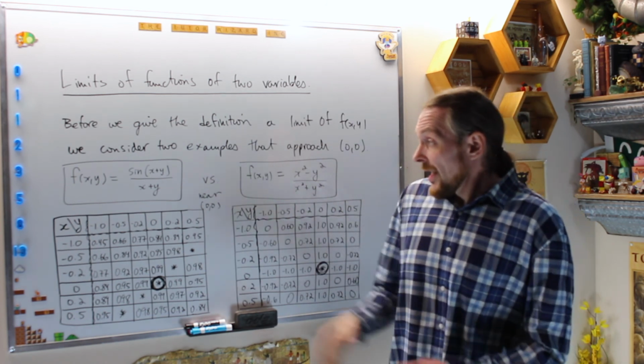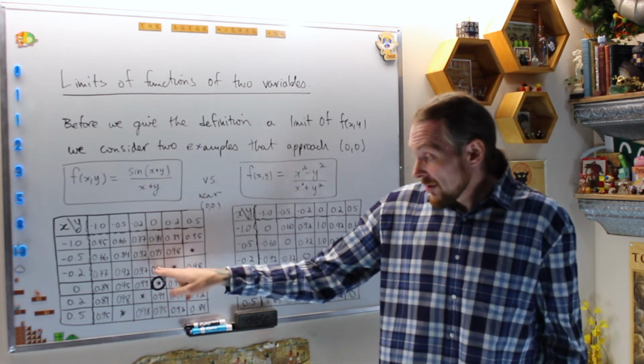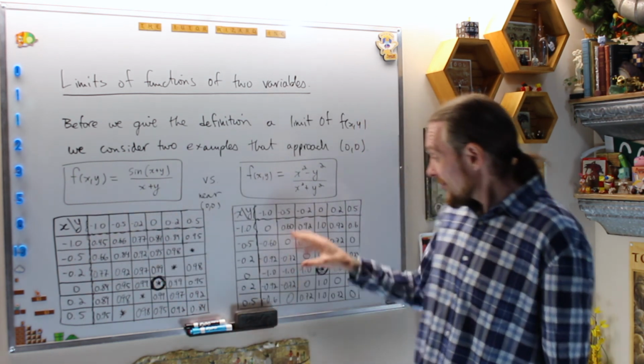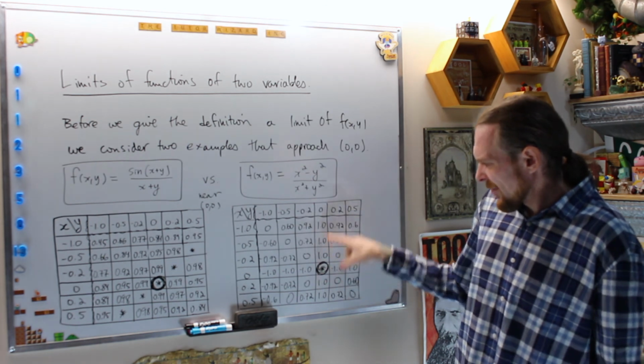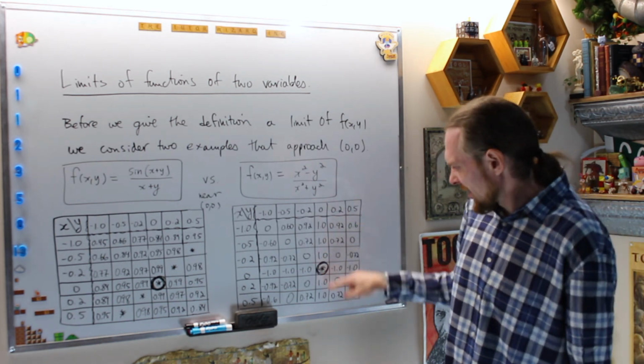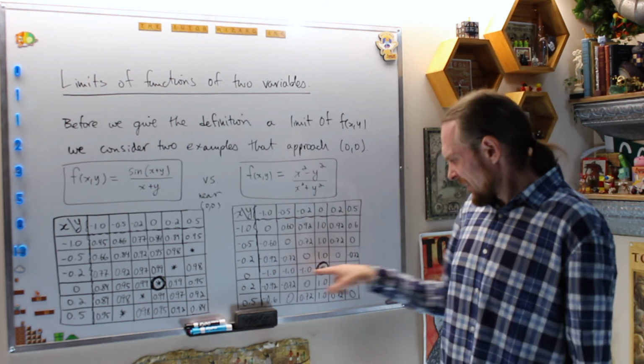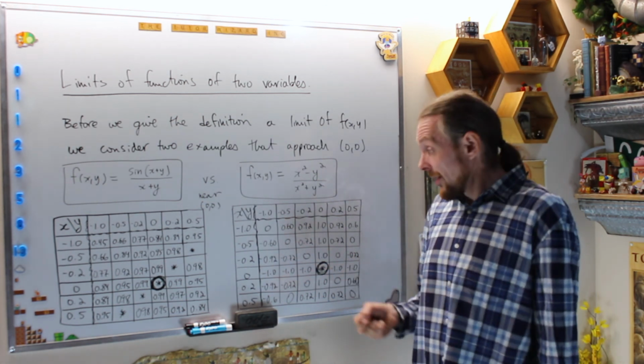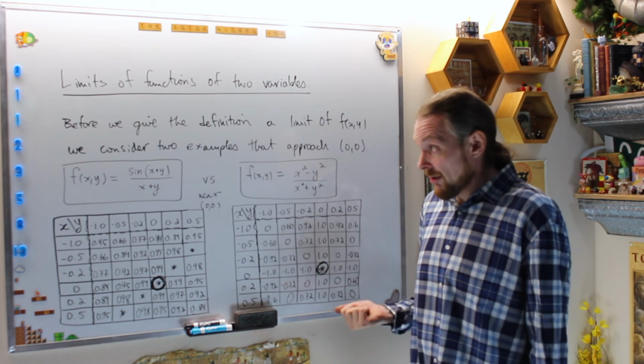In this function, it looks like I'm getting closer and closer to the value 1 as I get closer and closer to (0, 0). And in this one, it seems like I'm not really approaching any value. This way I'm approaching 1, and this way I'm approaching -1. And so that doesn't seem like I'm approaching any value as I get closer and closer to (0, 0).